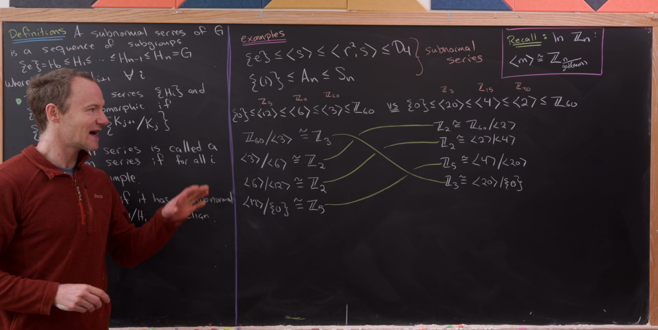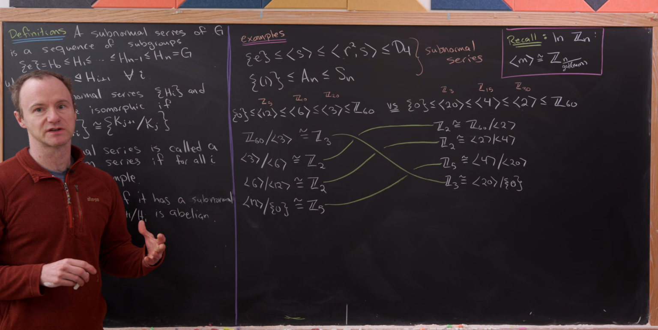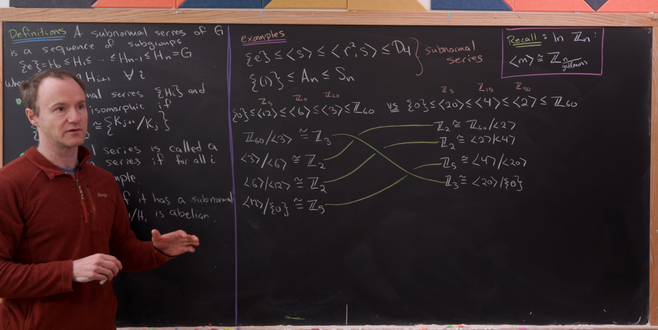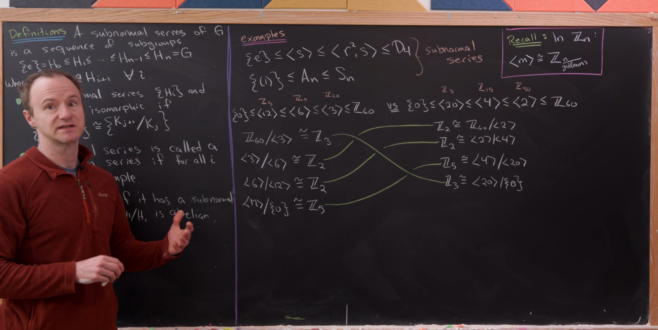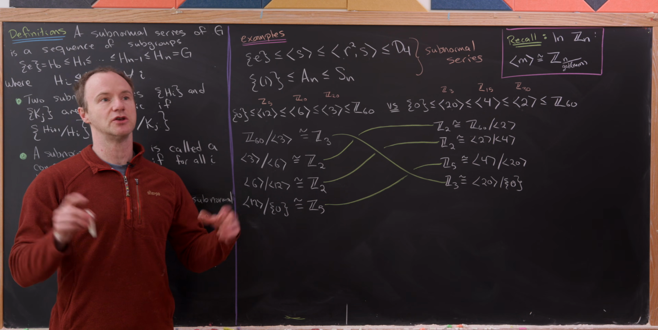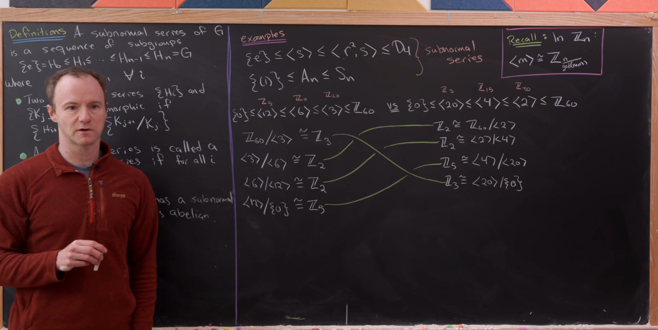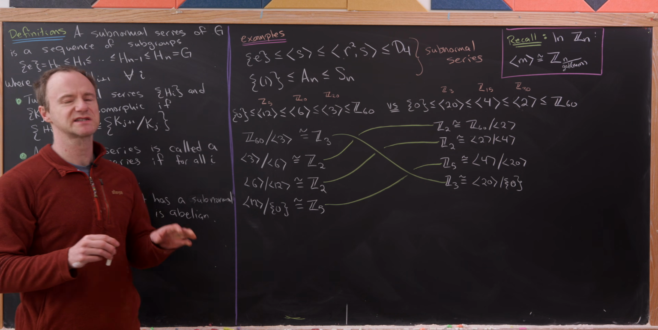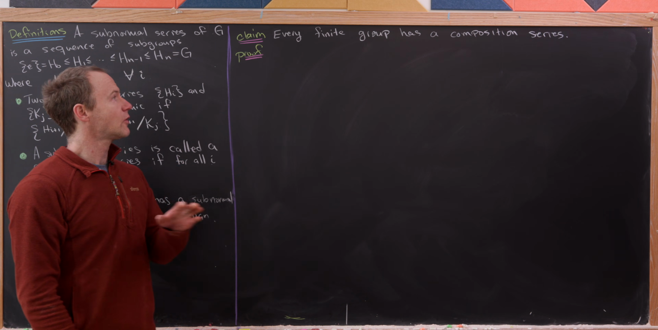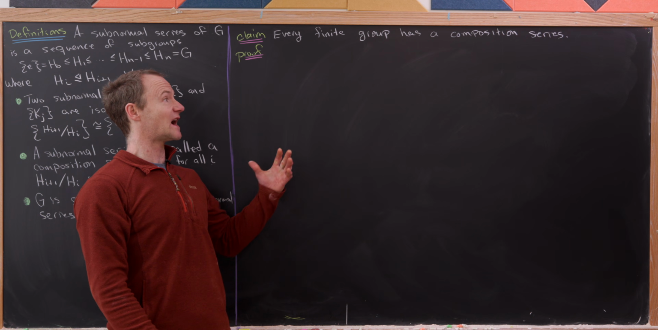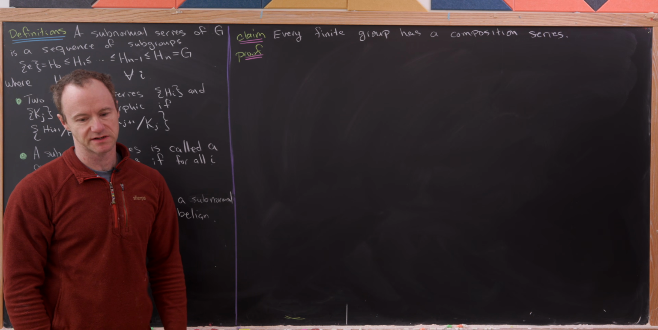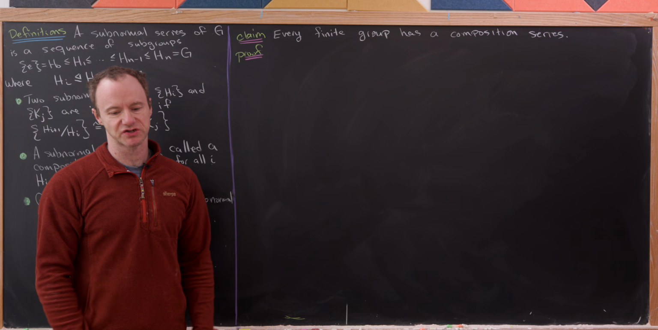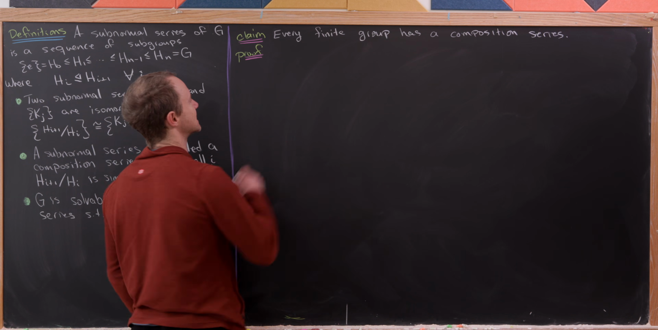And in fact, that's not an accident. And that's actually the big result of this video, is that we'll show that all composition series of groups are isomorphic. Or in other words, there's a unique up to isomorphism composition series for each group. But we're going to look at some more examples before we get there. Okay, so now we're going to prove that every finite group has a composition series. And then we'll look at an example of an infinite group with no composition series. Okay, so let's get going.